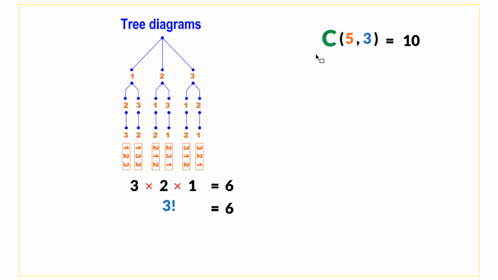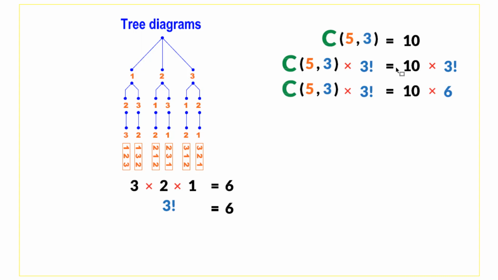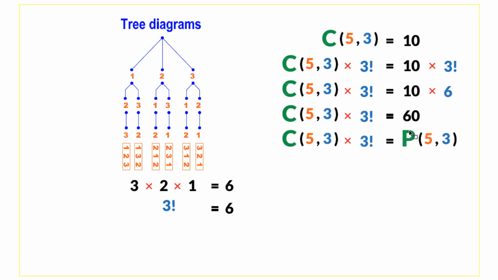So what do we do now? If we have here 10 non-ordered sequences, how do we turn them into all ordered sequences? We multiply the 10 by 3 factorial. So on this side now, we have the number of all ordered sequences, which is permutation without replacement. And this is 10 times 6, which is 60. And this 60 is permutation without replacement of 5 objects taken 3 at a time.